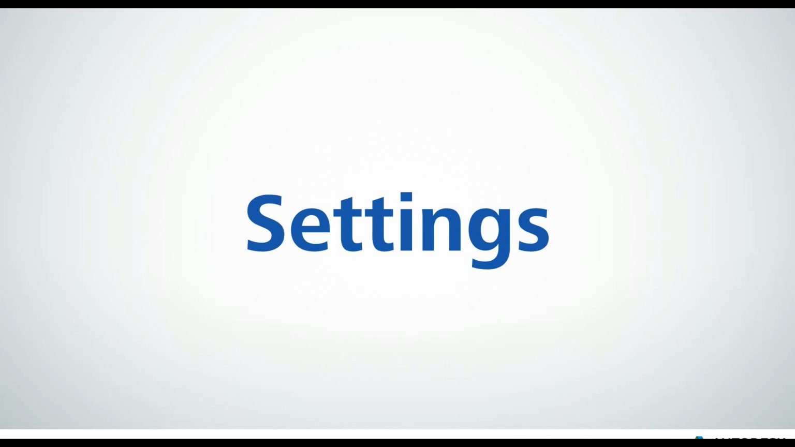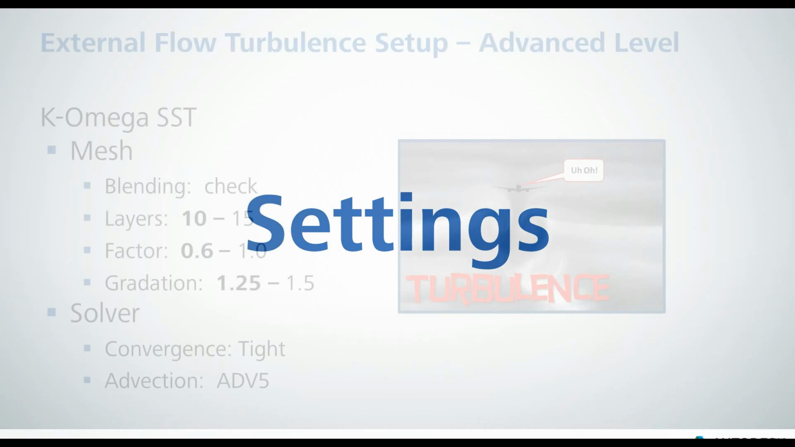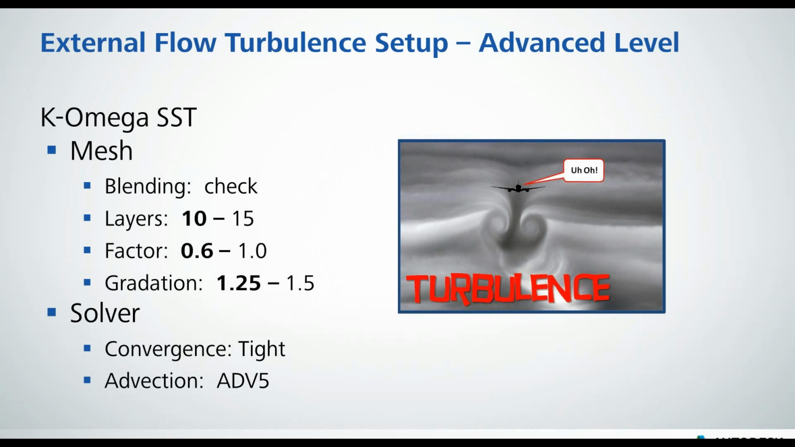What settings are going to help us solve the most accurately? For anything external flow, I'm going to recommend an advanced level turbulence setup. This is exactly the same information that Royce presented when he was talking about your turbulence models. So that advanced level turbulence setup, it's using the kappa omega SST turbulence model. This requires a little bit of a change to our mesh settings.